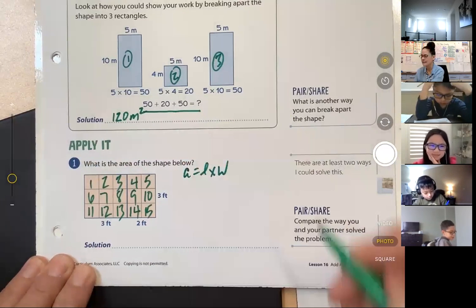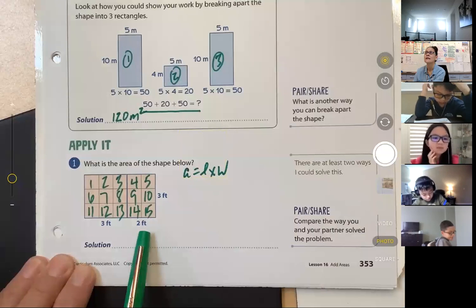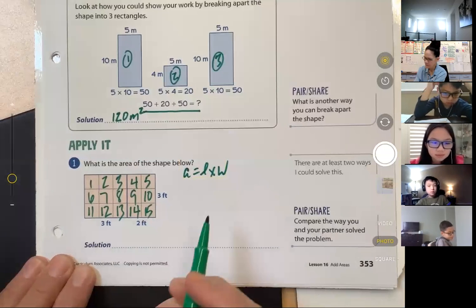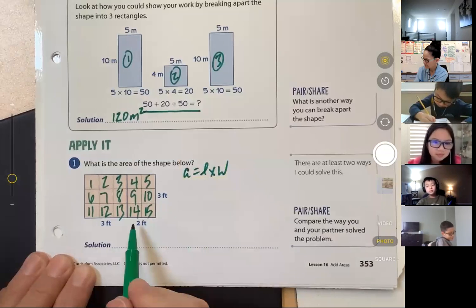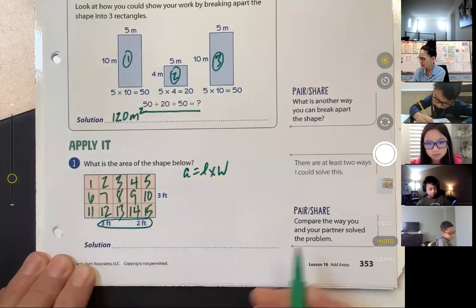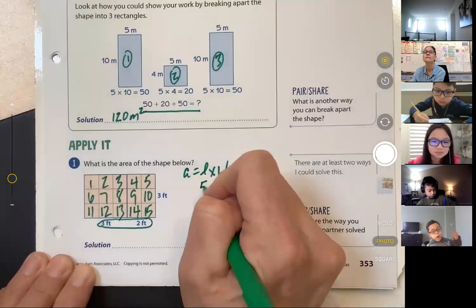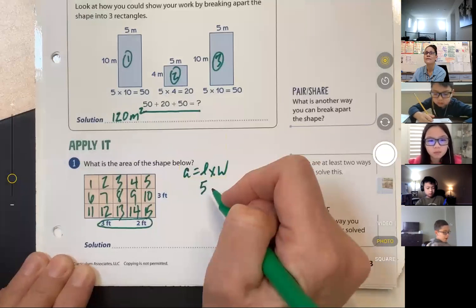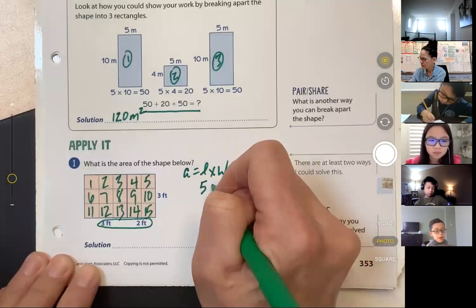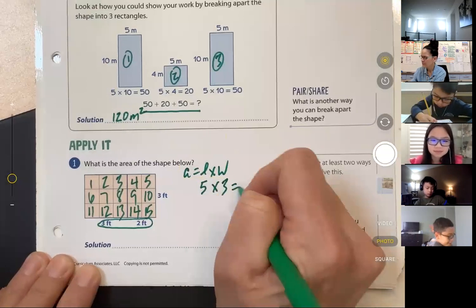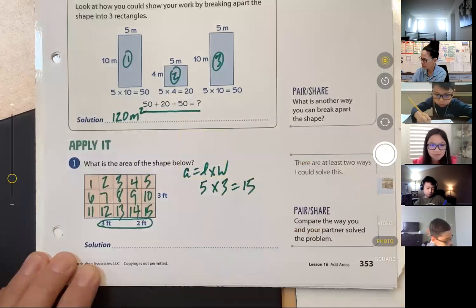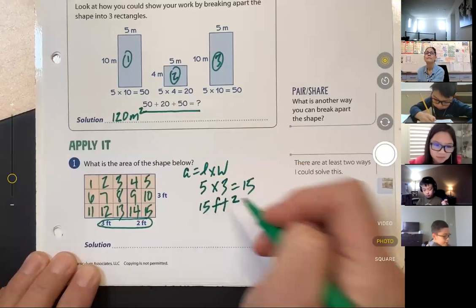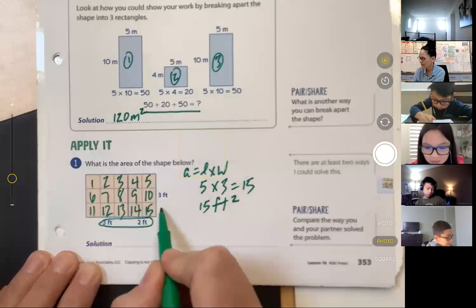We could also apply our formula, area equals length times the width. Why can we do that? Because this is a rectangular shape, friends. So we will take this particular measurement, and that's going to be 5 total feet, because 3 plus 2 is 5. So we have this rectangular shape that is 5 feet long and 3 feet wide. And of course, it's going to be 15 feet squared. And these, of course, match.